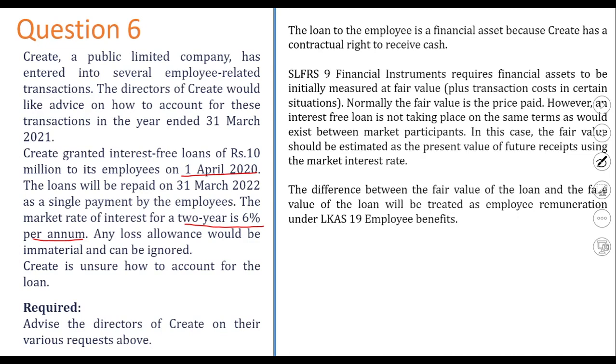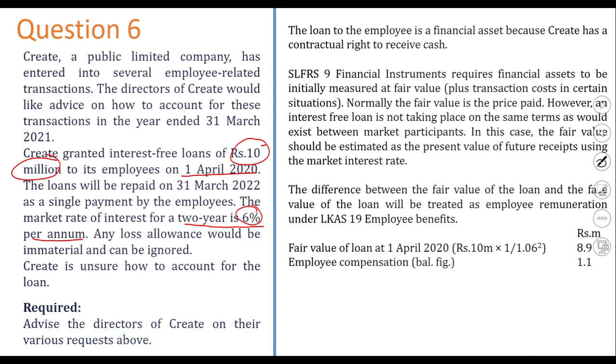Understood the learning point, right? In the previous one we gave it to a supplier. In this case, we have given it to our employee, which means we have to recognize the difference as an employee benefit. So what is the fair value of the loan? You are giving 10 million. By using the market rate of interest of 6%, you get the present value for a period of 2 years. So you multiply by 1 over 1.06 to the power of 2, which gives 8.9 million. So you have to recognize 1.1 as employee benefit, the difference.